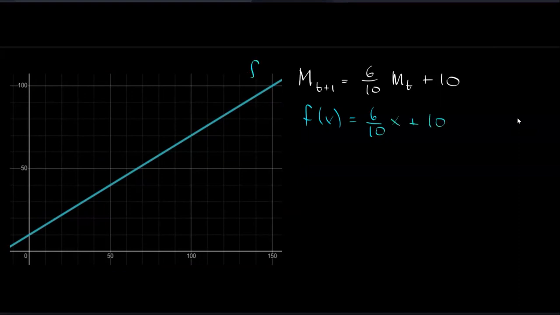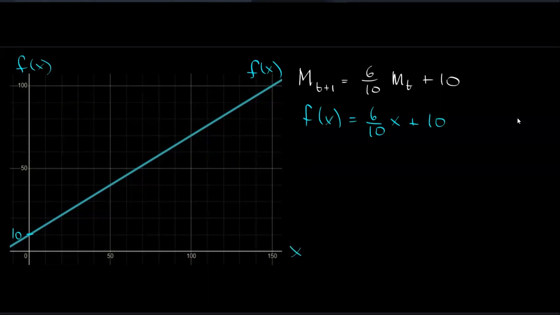And this is exactly what I have drawn here on this graph. Right over here we have 10, our y-intercept. The slope of this graph is 6 over 10. On the y-axis, we have our f of x, and on the x-axis, we have our x. This should not come as any surprise.